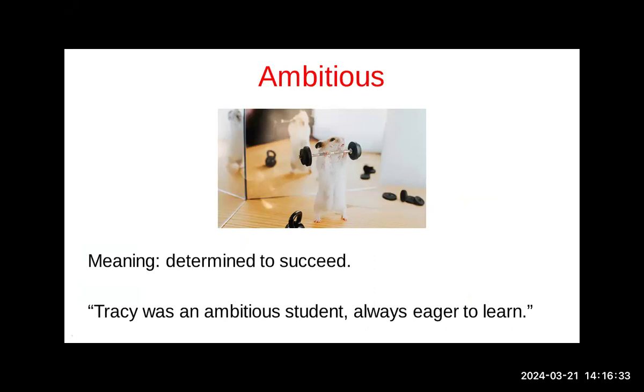So the first one is ambitious. Someone who is determined to succeed, who just wants the best for themselves, is very ambitious. Like the example says, Tracy was an ambitious student, always eager to learn. Because she wants better for herself, she's always learning. You can also use it to describe a student: she or he is an ambitious student.